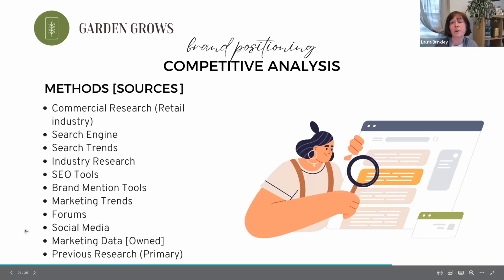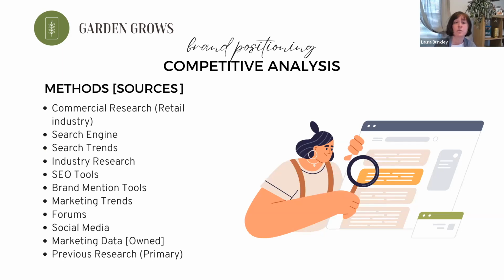And then you have to figure out what sources you're going to go to. So commercial real estate, for sure, say retail industry for these guys, because they're retailers. Search engines, search trends, industry research, SEO tools, brand mentions, marketing trends, all of those things, absolutely. That's going to be a large part of what you would do for a case like this. Forums, yeah, let's go hang out. And when I say forums, for something like this, I would think Facebook groups. That would probably be a place. If anyone else has ideas on this too, drop them in the chat. I'm curious what you guys would say for this, but Facebook groups would be a place I would probably hang out.